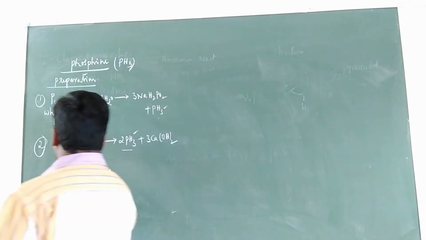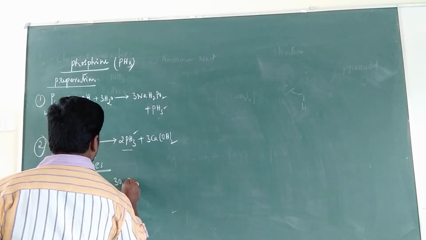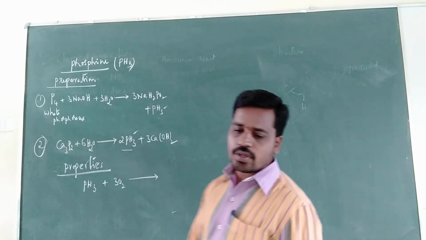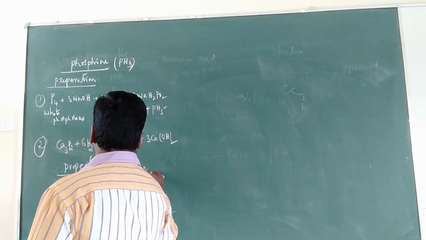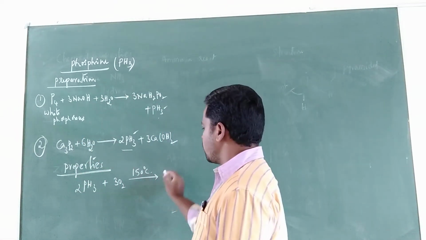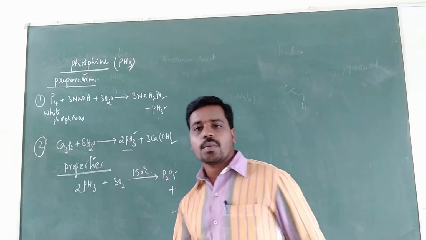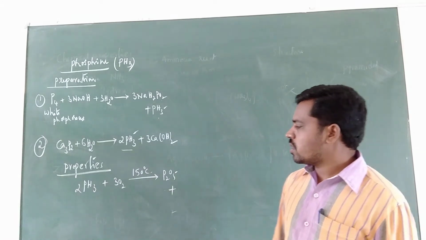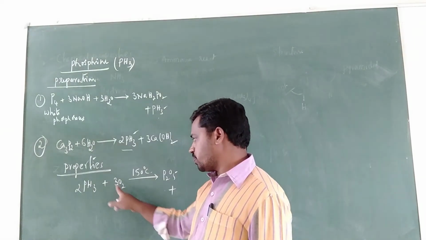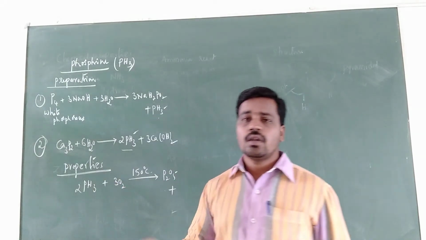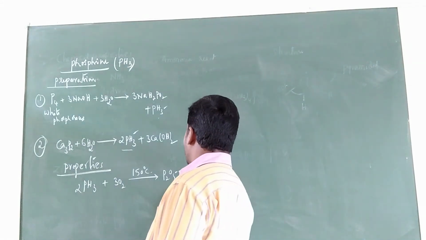So phosphine reacts with air, or burns in air at 150 degrees centigrade temperature. What we get means P2O5 plus, remaining how many hydrogens and oxygens are there? Here 6 hydrogens and 6, among 6 we have written. Remaining how many hydrogens are there? So how can we write? 3H2O.